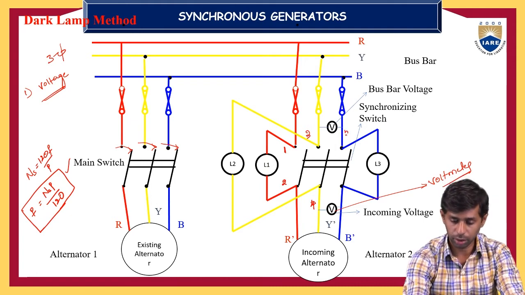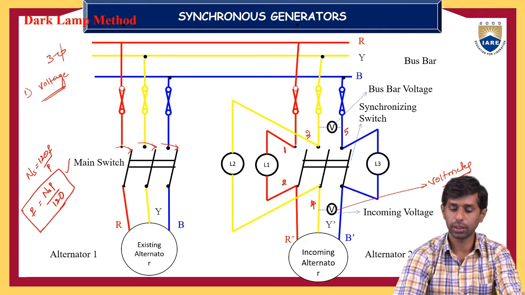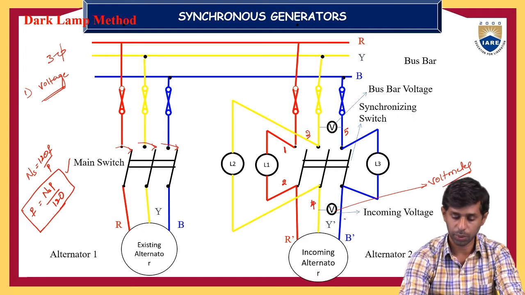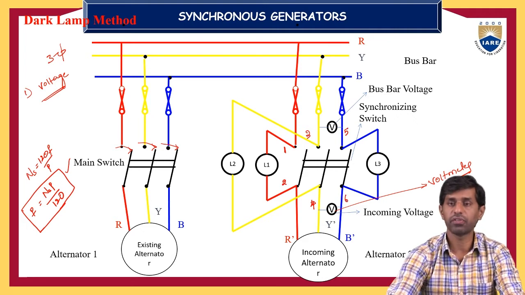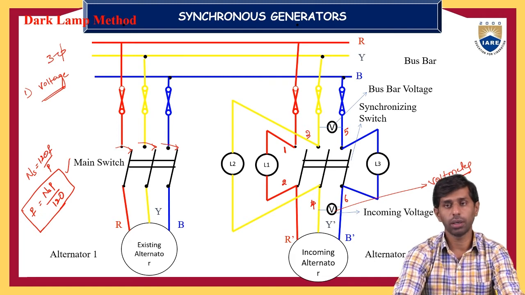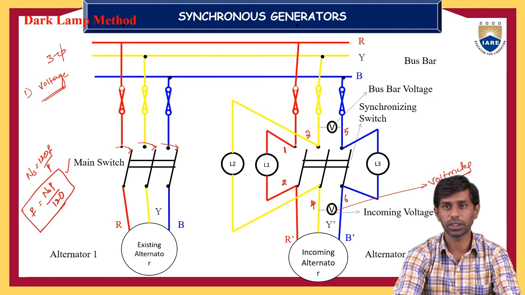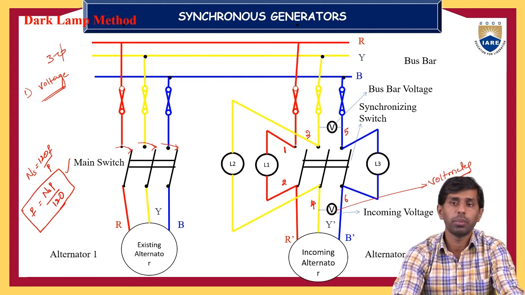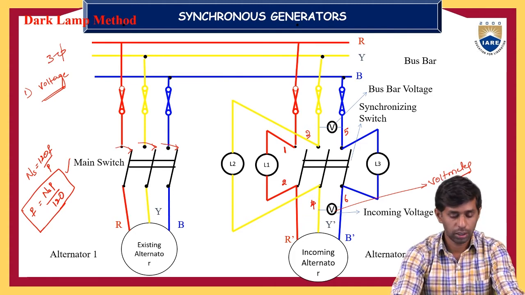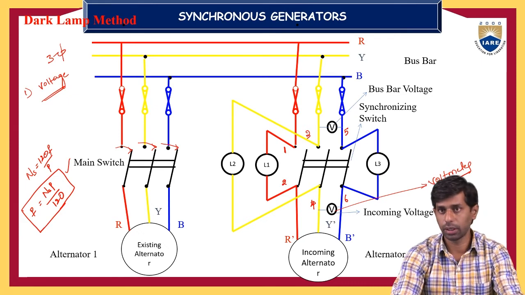Similarly, lamp 3 is connected to the B phase of the bus bar as well as the B phase of the incoming alternator. So the lamps are connected across the lines of the bus bar and the incoming alternator. When the alternator reaches the synchronous speed, or the rated speed, you have to check the voltage level. Then you can also calculate the frequency.